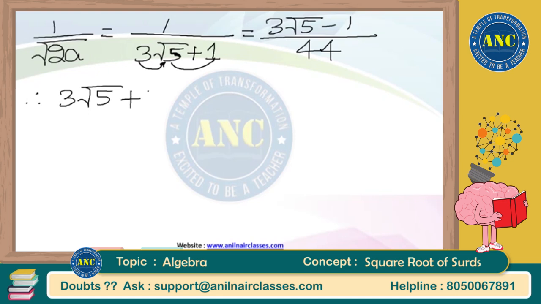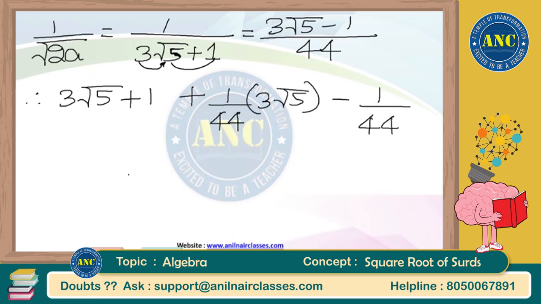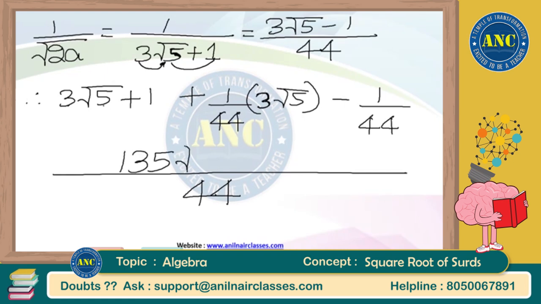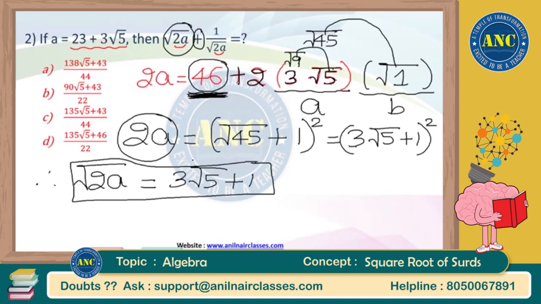3 root 5 plus 1 plus this is 1 by 44 times of 3 root 5 minus 1 by 44, right? 1 by 44. If I take the LCM and simplify, total denominator 44, I will take it as LCM. So this becomes 44 into 3. It is 132 root 5 plus 3 root 5. It is 132 plus 3 is 135 root 5. You don't need to actually validate the next things. 135 root 5 along with the denominator 44.